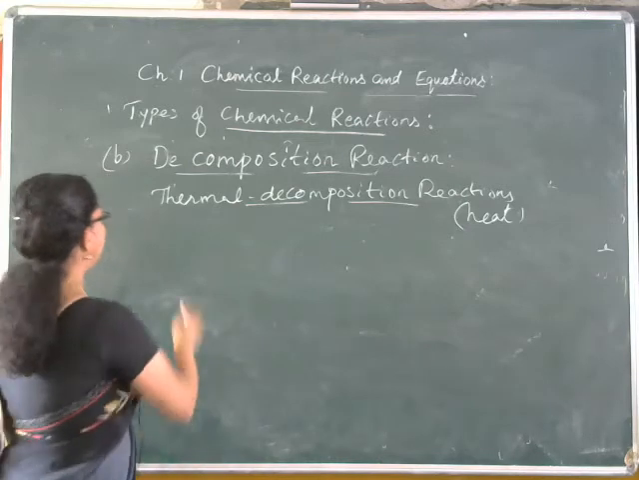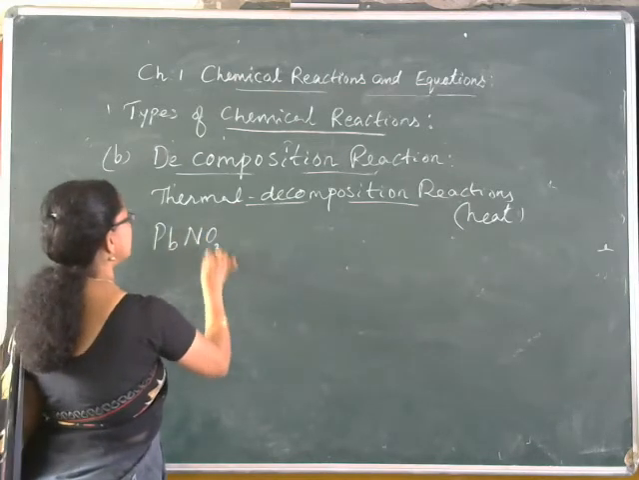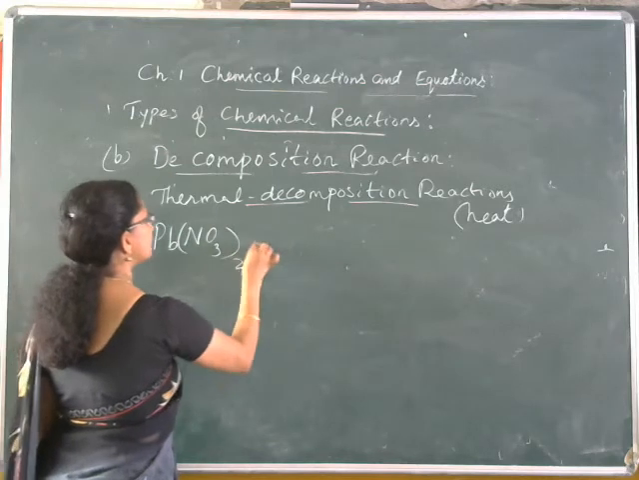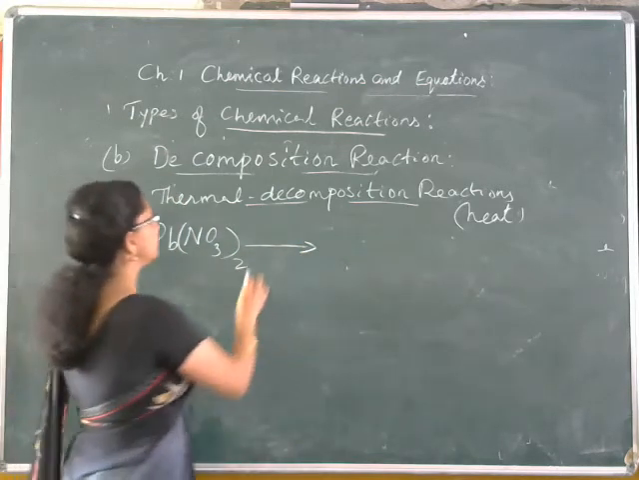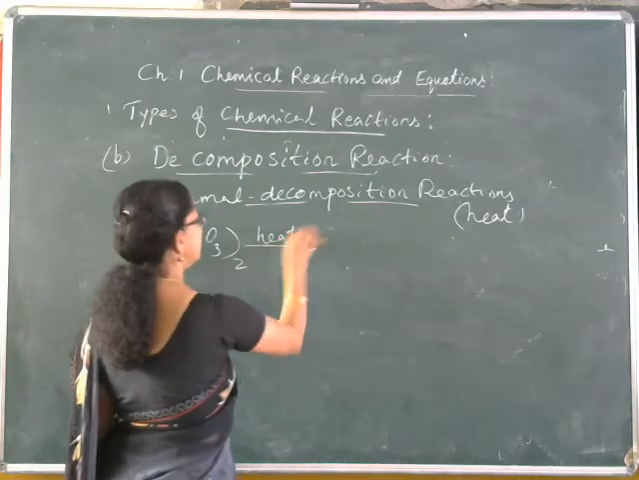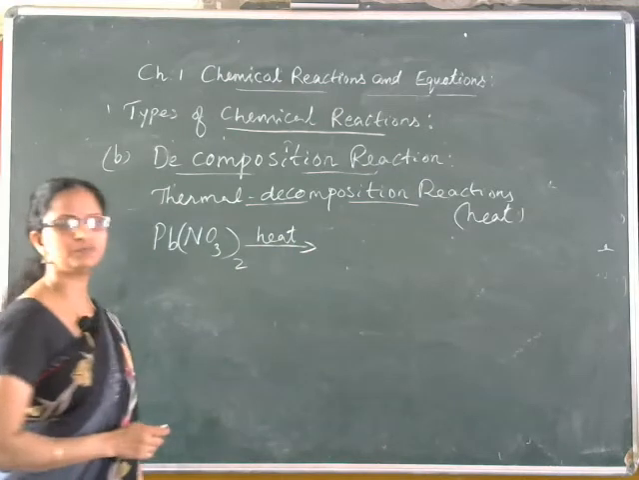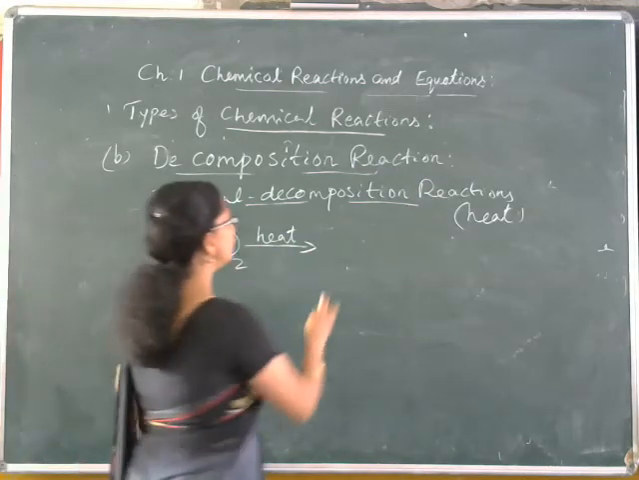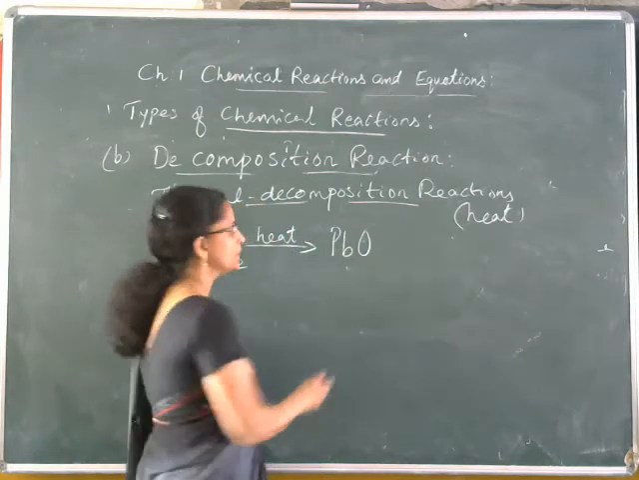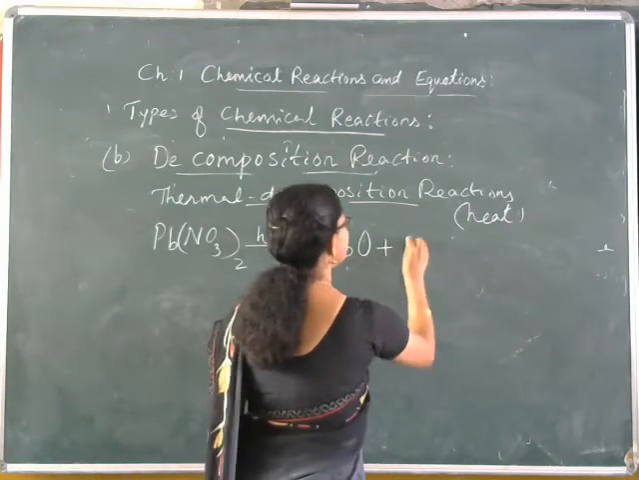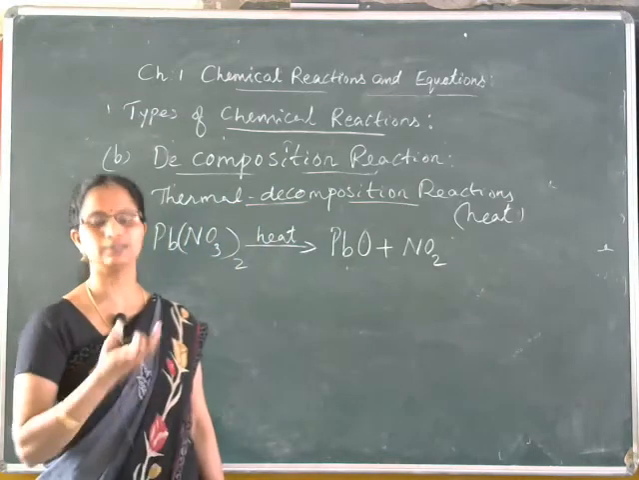Where white colored lead nitrate, which is white in color, is taken in a test tube and heated. We observe that the white color of the substance changes and a residue of yellow color appears in the test tube, and certain brown colored fumes release from the test tube.